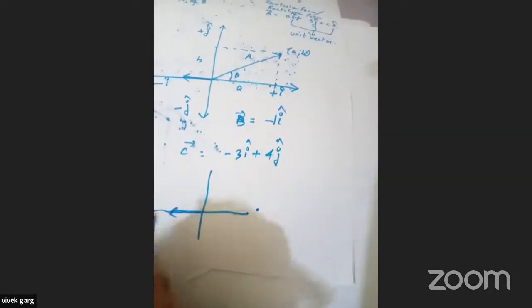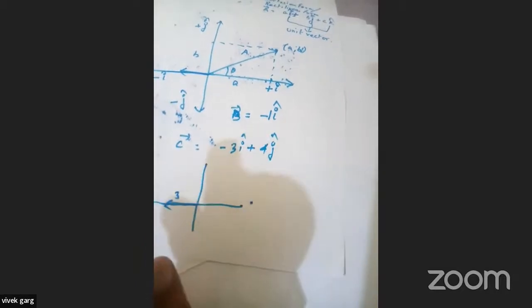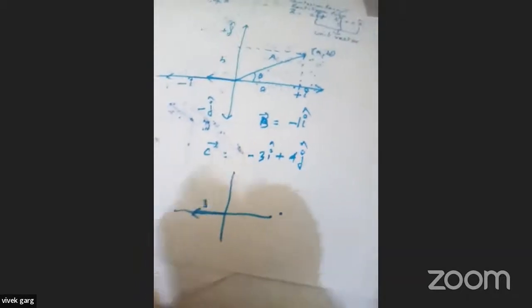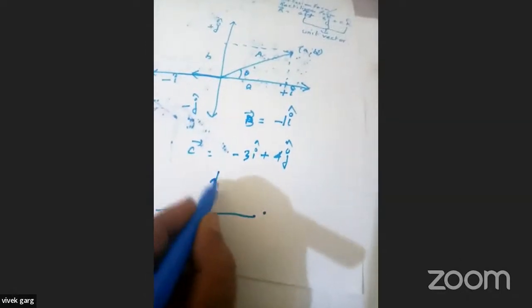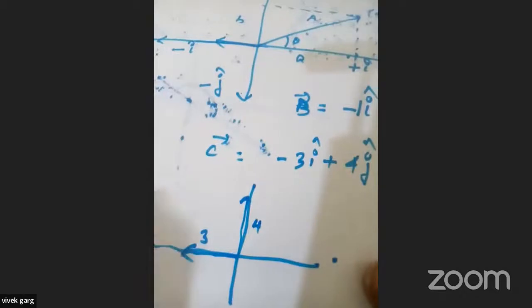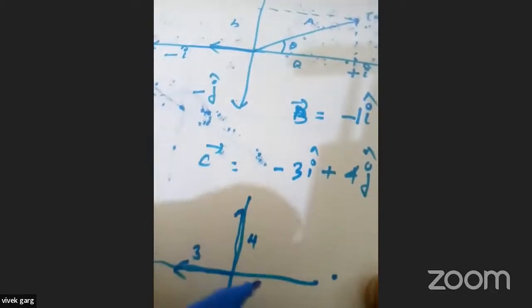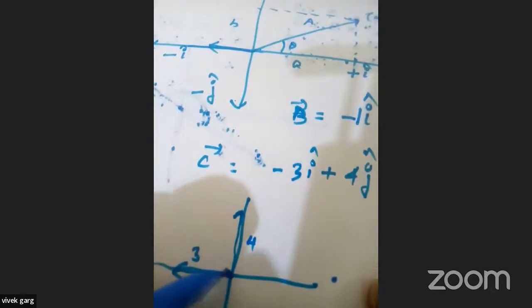3 along the minus x-axis, this is 3, not -3. And 4 along the plus y-axis, this is 4. Now here's the mistake most students make while representing this vector. This is not my vector. A vector starts from the origin. A vector will always start from the origin.